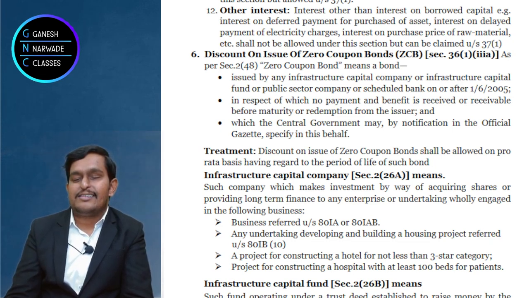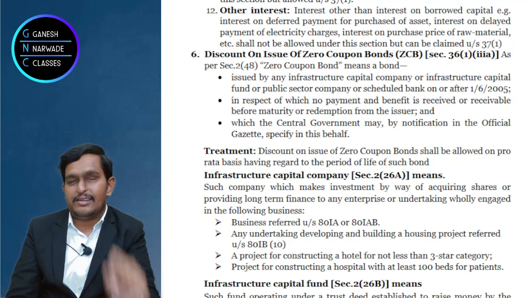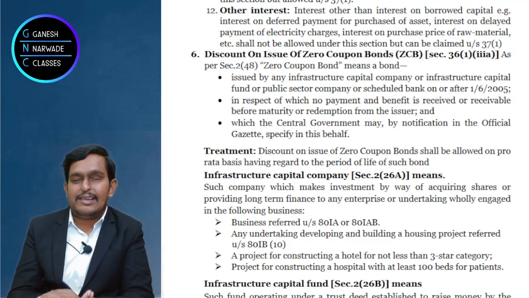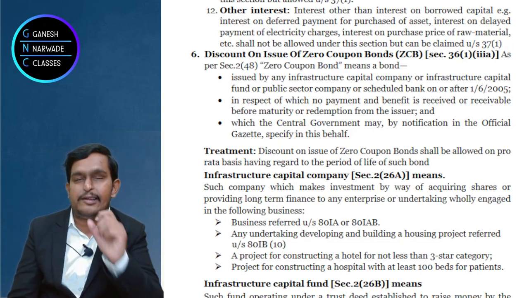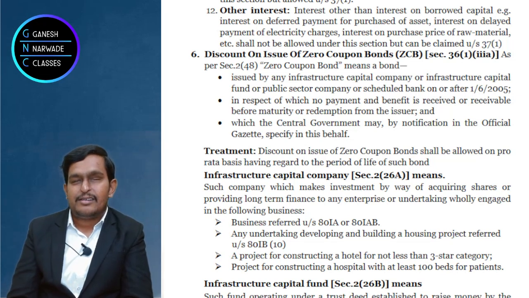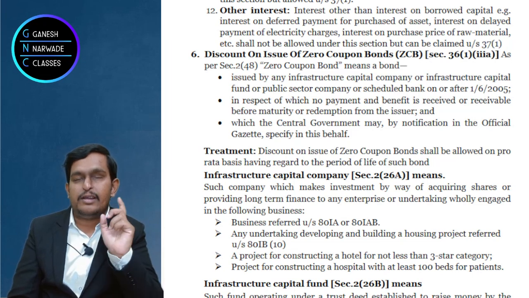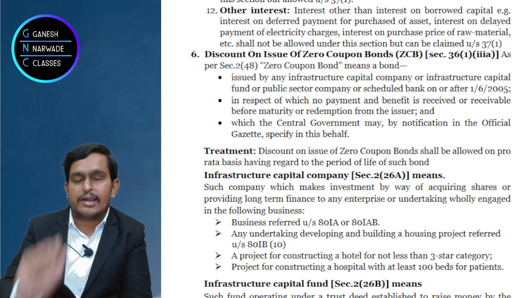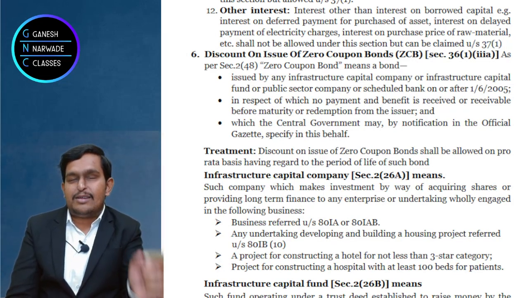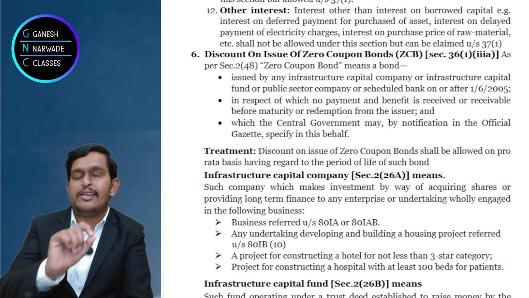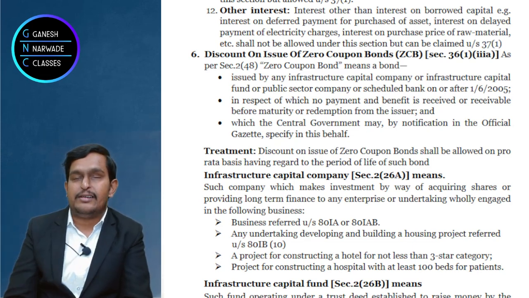For that we discussed just three conditions. They are mentioned under section 2 clause 48. What is a zero coupon bond? Again I am telling. These are bonds issued by an infrastructure capital company, infrastructure capital fund, scheduled bank, or public sector undertakings. They don't pay anything during the period of the bond, but payment is done only on the maturity or redemption. And that bond is called a zero coupon bond only if it is notified by the central government. This is what section 2 clause 48 talks about.